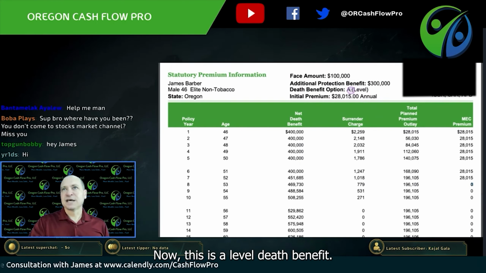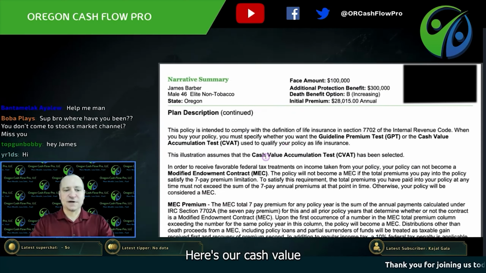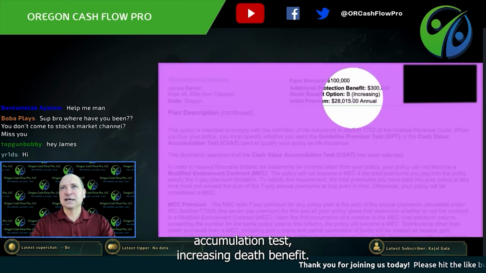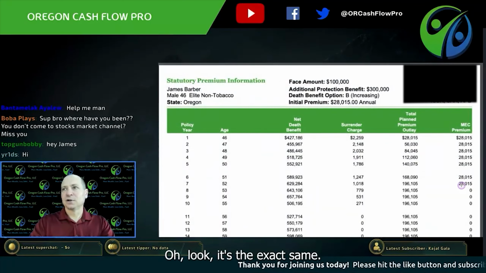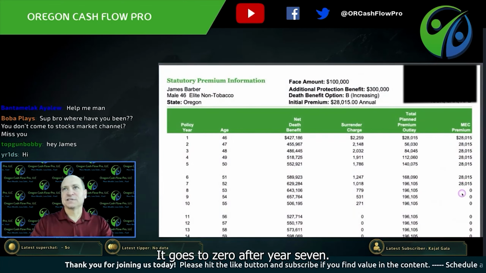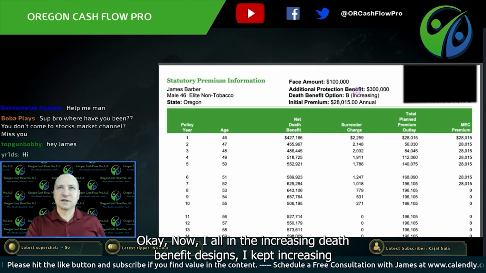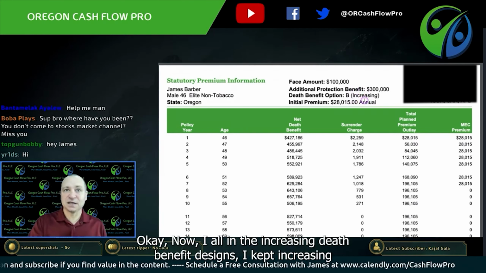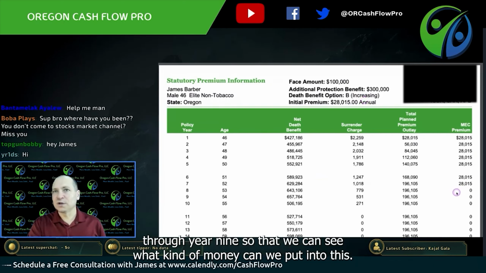Now, this is a level death benefit. Does it make a difference if we go increasing death benefit with this? Here's our cash value accumulation test, increasing death benefit. Let's go take a look. This is our fourth design, statutory premium. Oh, look, it's the exact same. It goes to zero after year 7. This is an increasing death benefit. Okay. Now, in the increasing death benefit designs, I kept it increasing through year 9 so that we can see what kind of money we can put into this.